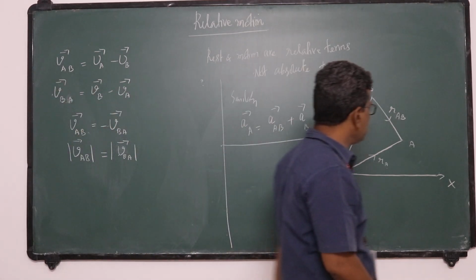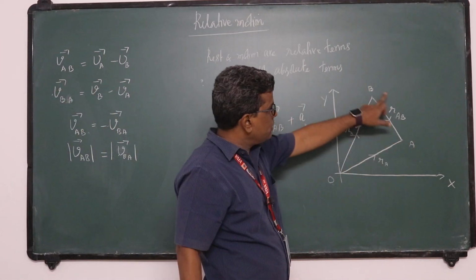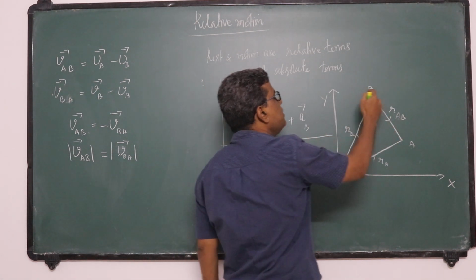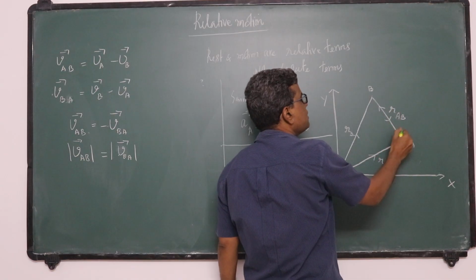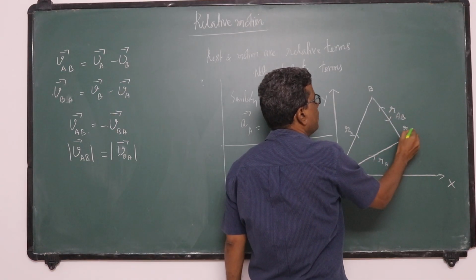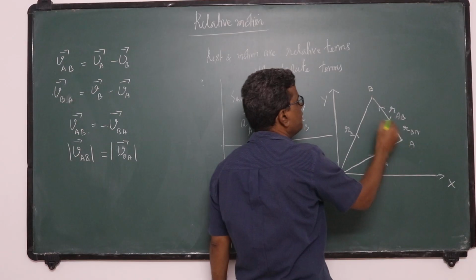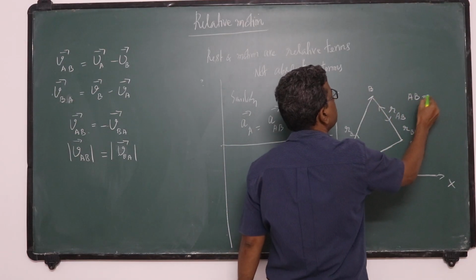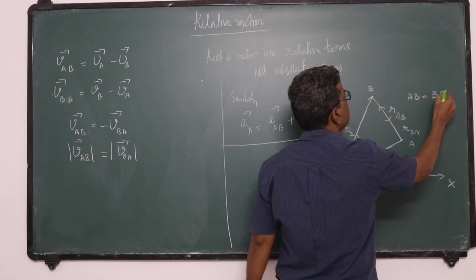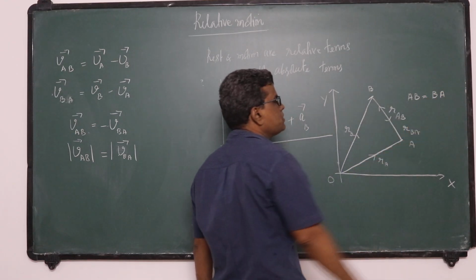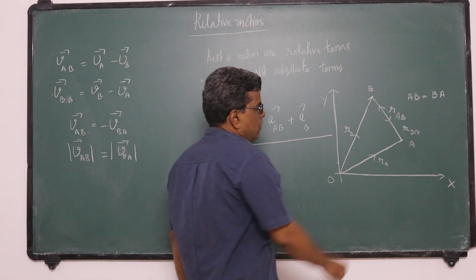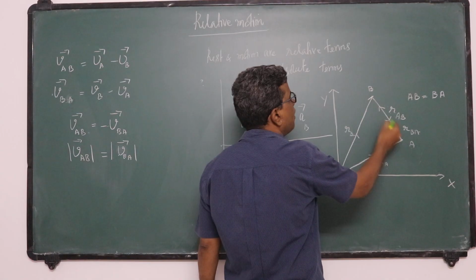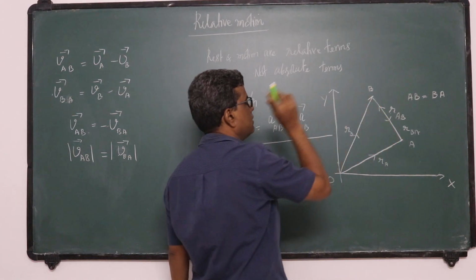Similarly, the position of A with respect to B we can write as RAB, and the position of B with respect to A we can write as RBA. Their magnitudes are equal. RAB position is in this direction, RBA position is in this direction.